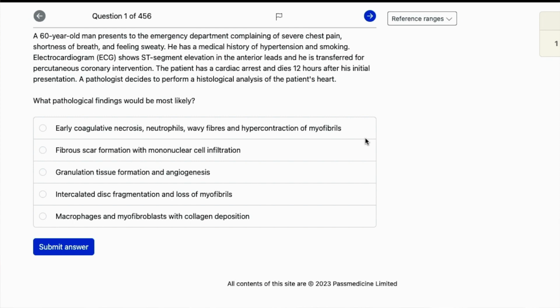A 6-year-old man presents to the ED complaining of severe chest pain, shortness of breath and feeling sweaty. He has a medical history of hypertension and smoking. ECG shows ST segment elevation in the anterior leads, and he's transferred for percutaneous coronary intervention. The patient has a cardiac arrest and dies 12 hours after his initial presentation. A pathologist decides to perform a histological analysis of the patient's heart. What pathological findings would most likely occur?